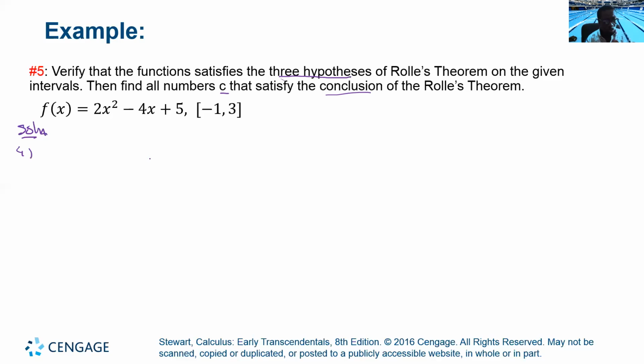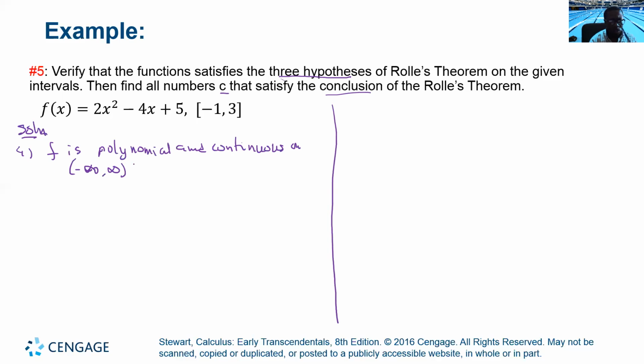So the solution here: first, the function is continuous. f is a polynomial, and so it is continuous on its domain, from negative infinity to positive infinity, on all real numbers. So if it is continuous on that, then f is continuous on this interval, which is [-1, 3].